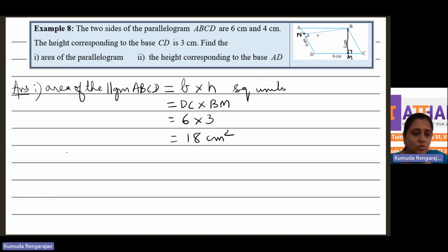Correct? Now, so you know that the area of the parallelogram is 18 centimeters square. That means base into height is 18 centimeters square. Now you take base as AD. Write it again. Area of the parallelogram ABCD is equal to base into height.